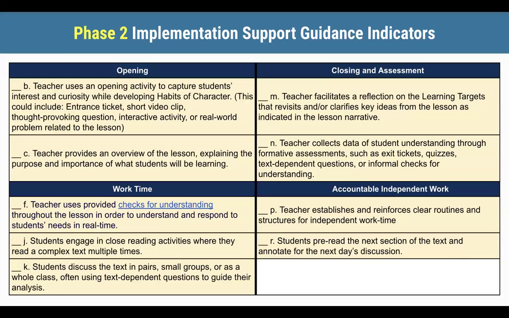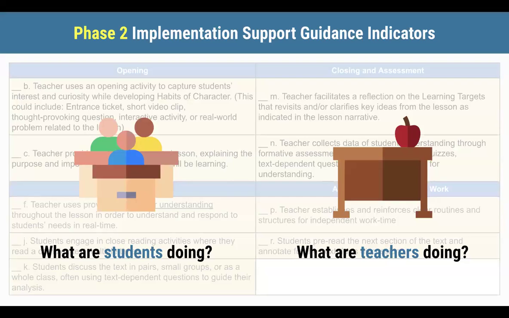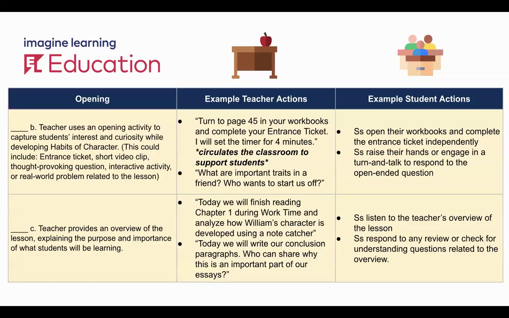And what I did was I created a resource that asked these same questions. What are students doing and what are teachers doing within these indicators? So here is a snapshot of that resource. Here you see indicators B and C, and I pulled from the 6-8 lessons specific examples of teacher actions and student actions aligned to these indicators. So hopefully this is helpful in knowing what to focus on as you receive feedback and support specifically in line with these phase 2 indicators.